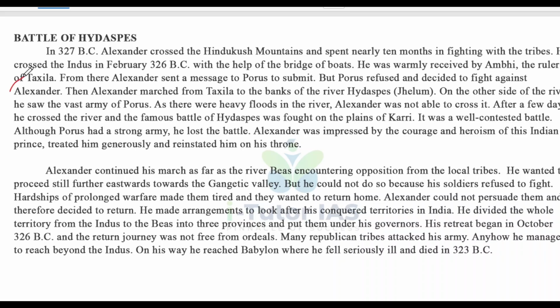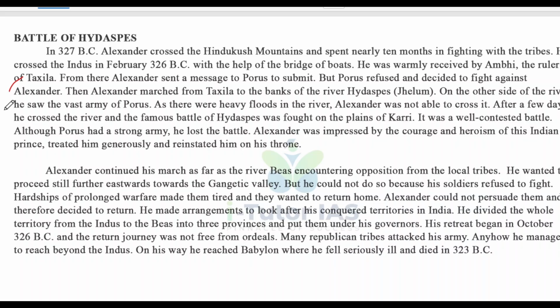From there, Alexander sent a message to Porus to submit, but Porus refused and decided to fight against Alexander. Then Alexander marched from Taxila to the bank of the river Hydaspes, that is, the Jhelum. On the other side of the river, he saw the vast army of Porus, and as there was a heavy flood in the river, Alexander was not able to cross it.